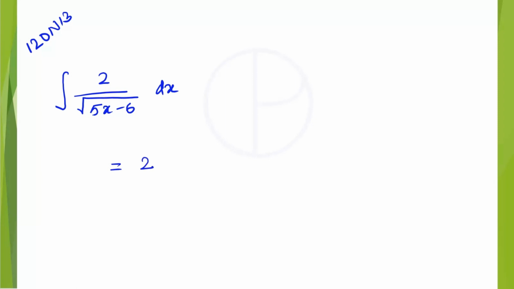Now let us see one more example. This is from the paper 12 O/N 13. Find integral 2 divided by square root of 5x-6 dx. How to integrate this one? First, let us rewrite this given function as 2 integral (5x-6)^(-1/2) dx.